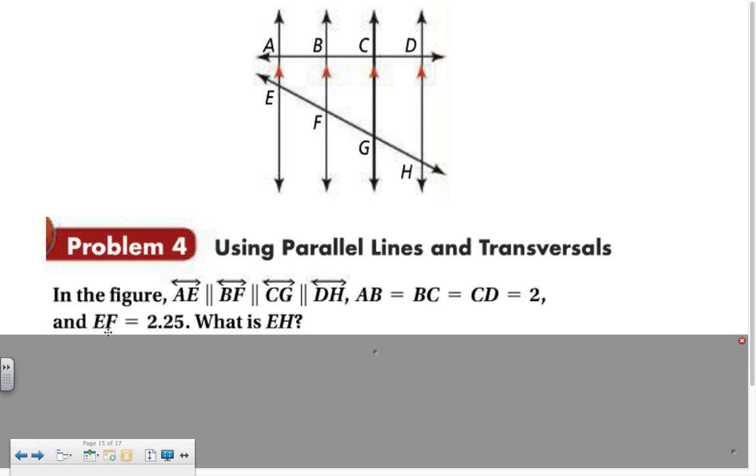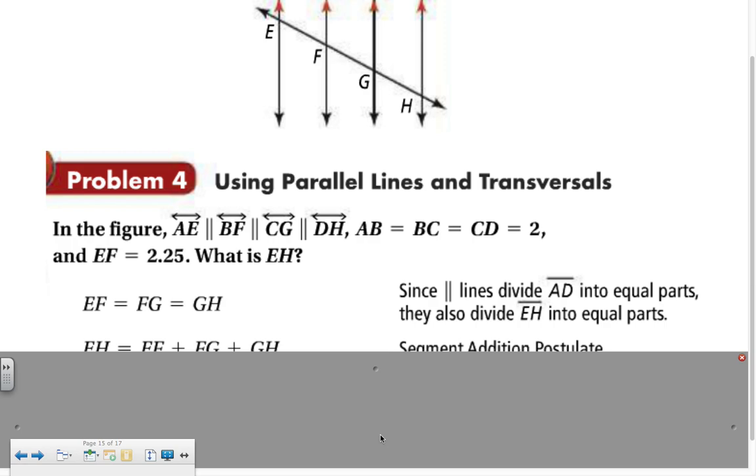Using parallel lines and transversals. In this figure above, we know that line AE is parallel to line BF, and so on and so forth. If AB is congruent to BC, or equal to BC, and BC is equal to CD, and they're all equal to the value of 2, EF is 2.25. What would be EH?